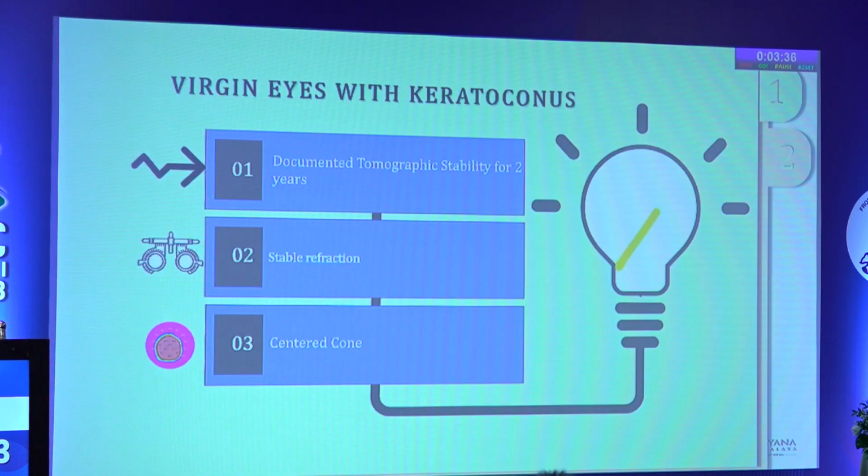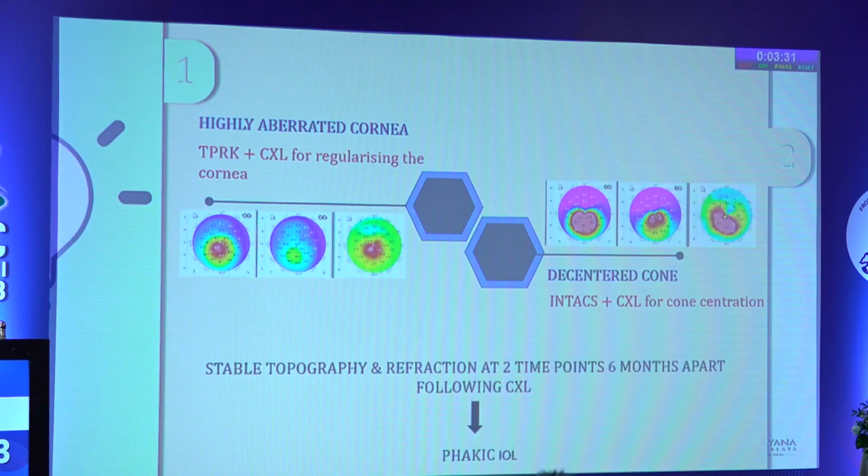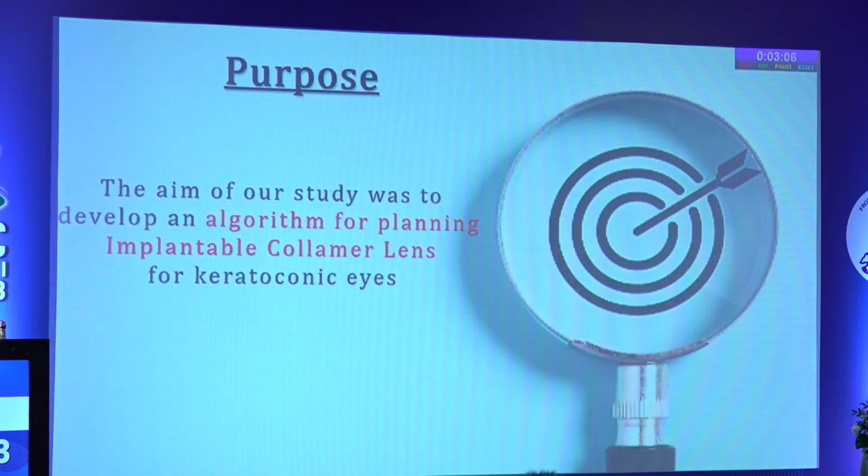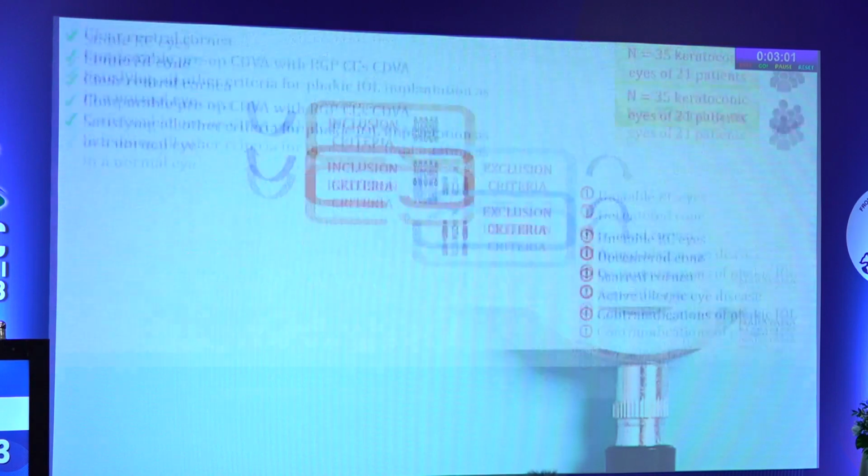In virgin eyes, we have to make sure that there is a documented tomographic stability for 2 years. Whereas if the patient is having a highly aberrated cornea, we first have to plan a laser based cross linking for regularizing the cornea, or if the patient is having a decentered cone, we first have to plan an INTACS for cone centration. At the end of everything, we have to make sure that stable topography and refraction is there at two time points 6 months apart following cross linking, and then we can go ahead with the phakic lens. The aim of our study was to develop an algorithm for planning implantable collamer lens in keratogenic eyes.